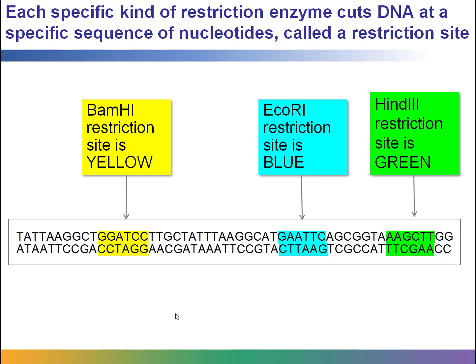Usually you're going to look for a restriction enzyme that cuts at a restriction site that's as close as possible to the end of the gene.